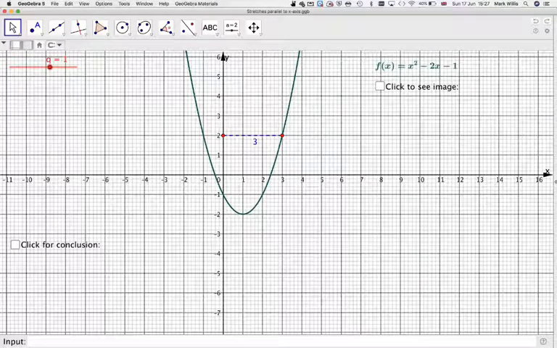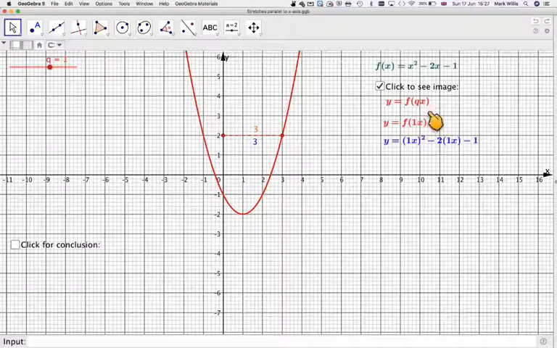Hi, so in this video we've got the same graph of y = f(x) = x² - 2x - 1, and we've got here the distance from this particular point is 3 units. What we're going to see in this case is what happens if we put a number in f(qx), something like f(2x), what would happen to the graph.